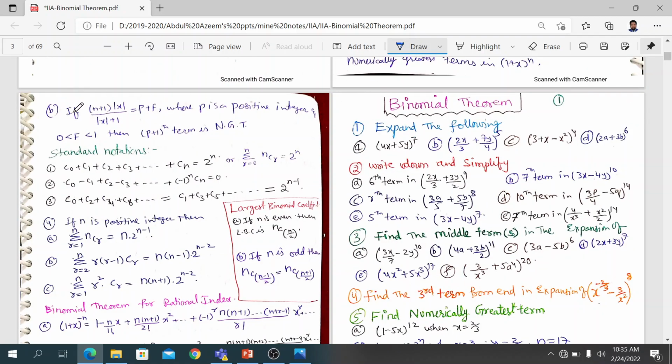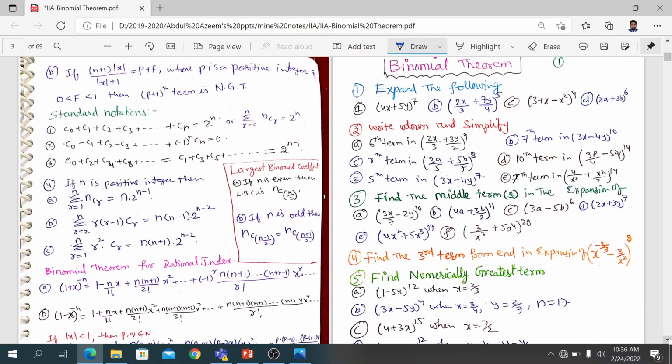Now second, if n plus 1 mod of x by mod x plus 1 is equal to p plus f, where p is a positive integer and 0 less than f less than 1, then the p plus 1th term is NGT. Okay, now you have some important notation.